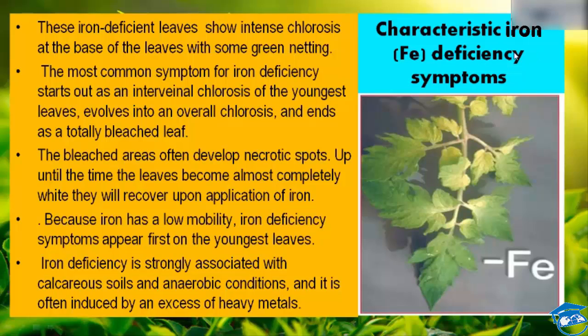Now come to the characteristic iron deficiency symptoms. These iron deficient leaves show intense chlorosis. See, this is the intense chlorosis which has occurred at the base of the leaf with some green netting. The most common symptom for iron deficiency starts out as an interveinal chlorosis of the youngest leaf, evolves into an overall chlorosis. That means initially interveinal chlorosis takes place in the younger leaves, and then it evolves into an overall chlorosis and it ends up into totally bleached leaf. That means totally yellow leaf.